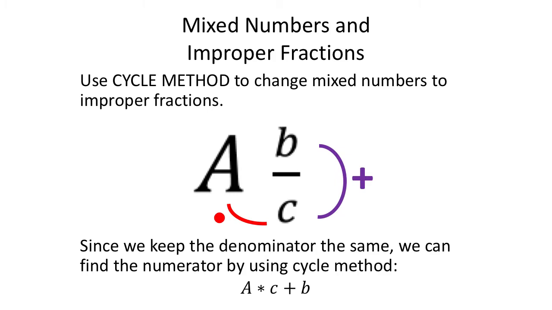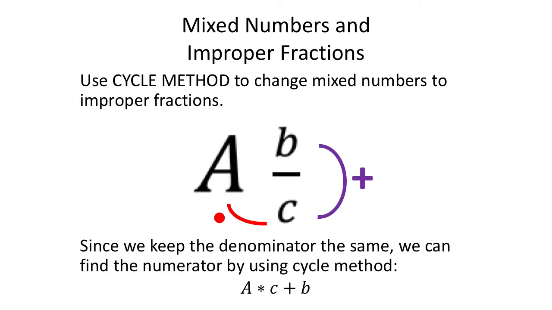All right, in changing mixed numbers to improper fractions, we use what I call the cycle method, okay? Now remember, just like with changing improper fractions to mixed numbers, the denominator won't change, okay? So whatever you see as the denominator in your mixed number, it will stay the denominator in the new improper fraction, all right? But all you would need then is to find the numerator. Well, we have this simple algorithm to do that. And this is where the cycle comes in.